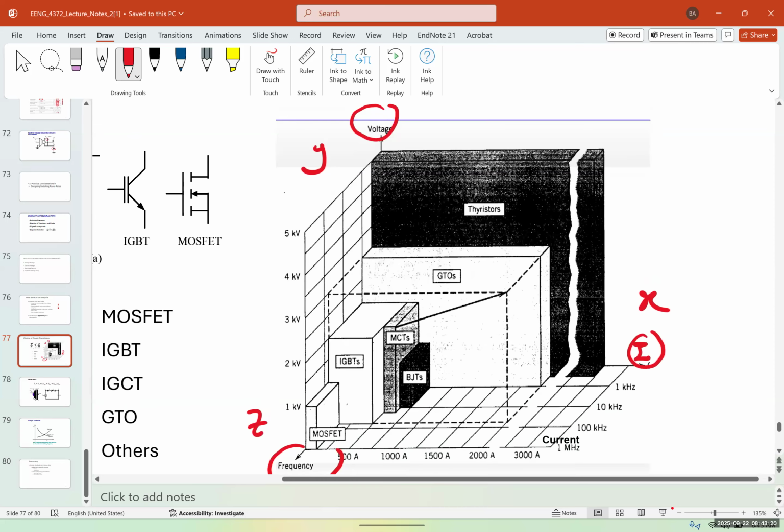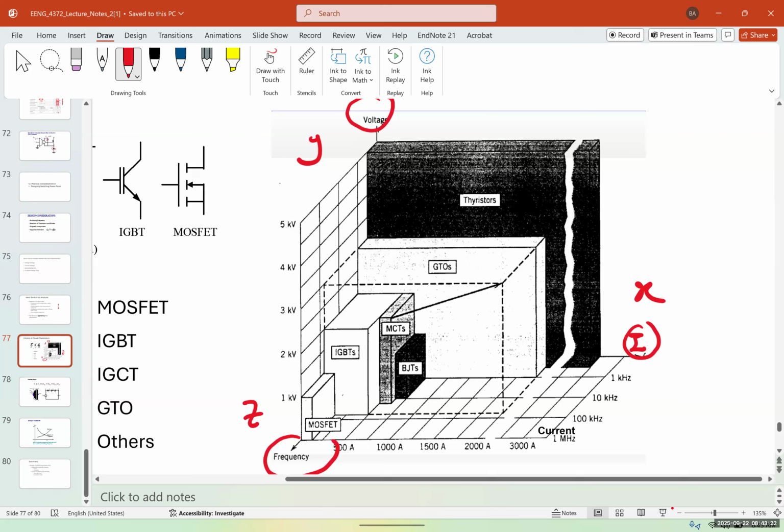So for example, the thyristor has a very good high voltage, 5 kilovolts, very high current, around 3 kiloamps, but the frequency that it operates is limited. So the maximum frequency that it operates is less than 1 kilohertz, around a few hundred hertz. So you can see here, the first one, this is 1 kilohertz, so it's less than 1 kilohertz.